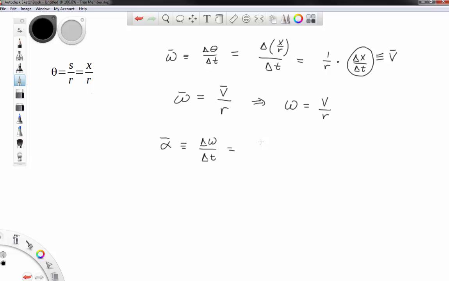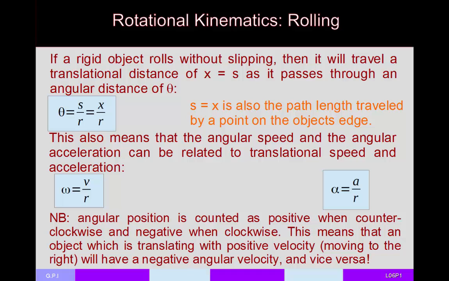So this becomes delta of v over r divided by delta t. Once again, r is a constant. So once again, we end up with 1 over r times delta v over delta t. And so that implies that the average angular acceleration is, since this right here is the average translational acceleration, the average angular acceleration will become average translational acceleration over r. And again, that also means that the instantaneous angular acceleration is the instantaneous acceleration over r. So that's how you get these relationships.